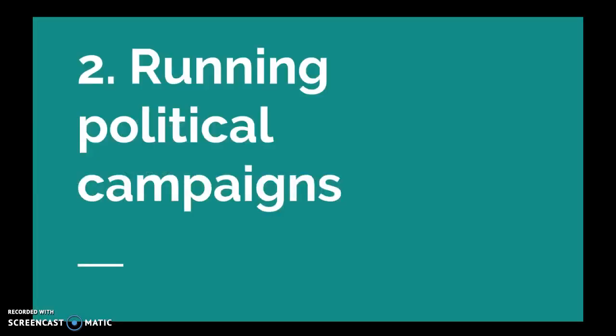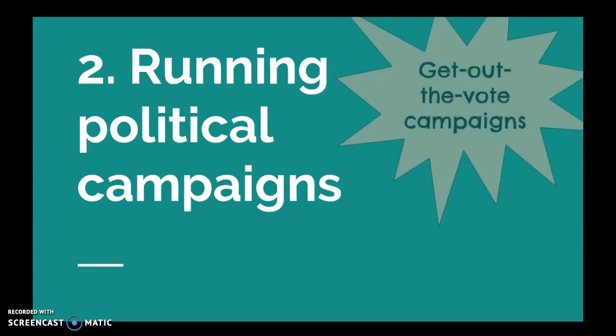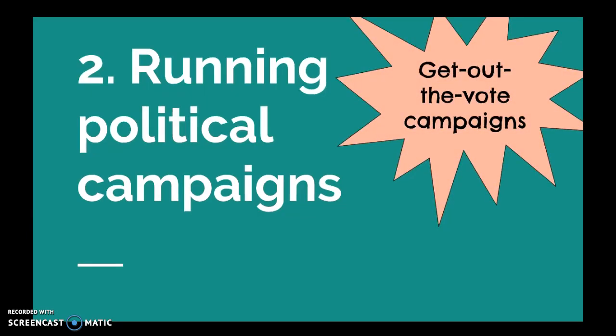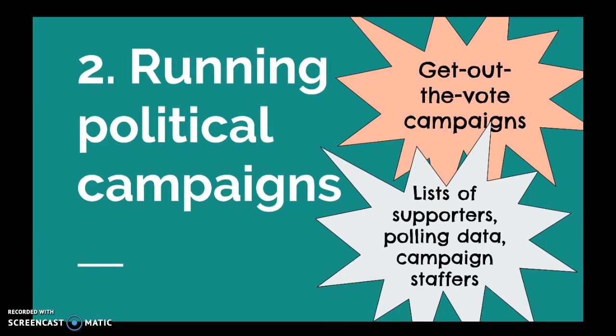Okay. Number 2. So we're back talking about 4 functions of political parties. Number 2 is running political campaigns. And when parties run political campaigns, they typically tend to focus on get out the vote campaigns, right? Registering people to vote. And they also provide their candidate with lists of supporters, polling data, campaign staffers, and all of these nuts and bolts and all of this data that you need to run a political campaign.